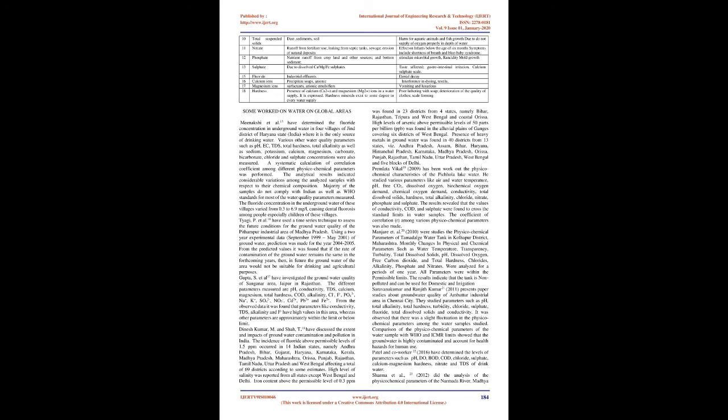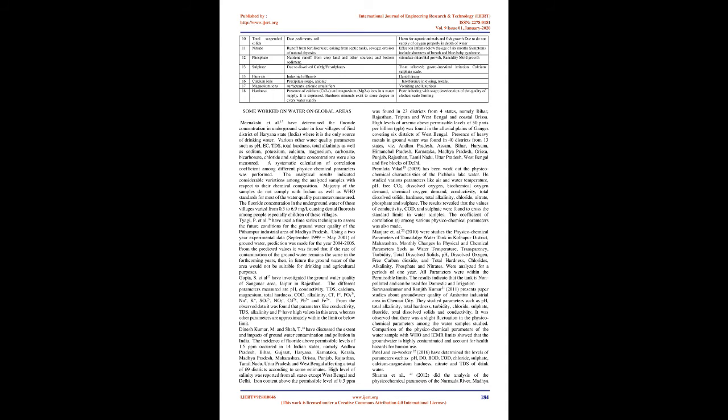Some work on water in global areas. Meenakshi et al. have determined the fluoride concentration in underground water in 4 villages of Jind district of Haryana state, India, where it is the only source of drinking water. Various other water quality parameters such as pH, EC, TDS, total hardness, total alkalinity, as well as sodium, potassium, calcium, magnesium, carbonate, bicarbonate, chloride and sulfate concentrations were also measured. A systematic calculation of correlation coefficient among different physico-chemical parameters was performed. The analytical results indicated considerable variations among the analyzed samples with respect to their chemical composition. The majority of the samples do not comply with Indian as well as WHO standards for most of the water quality parameters measured. The fluoride concentration in the underground water of these villages varied from 0.3 to 6.9 mg/L, causing dental fluorosis among people, especially children of these villages.